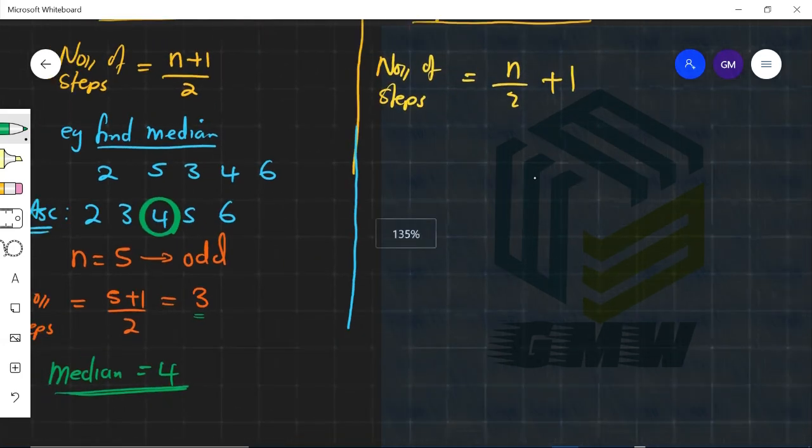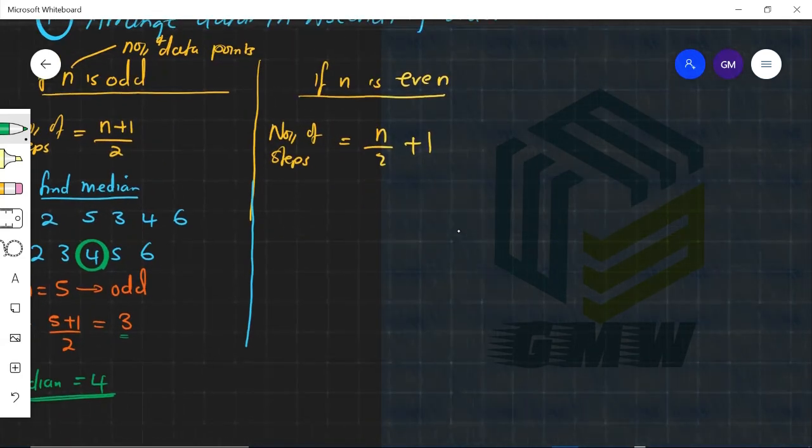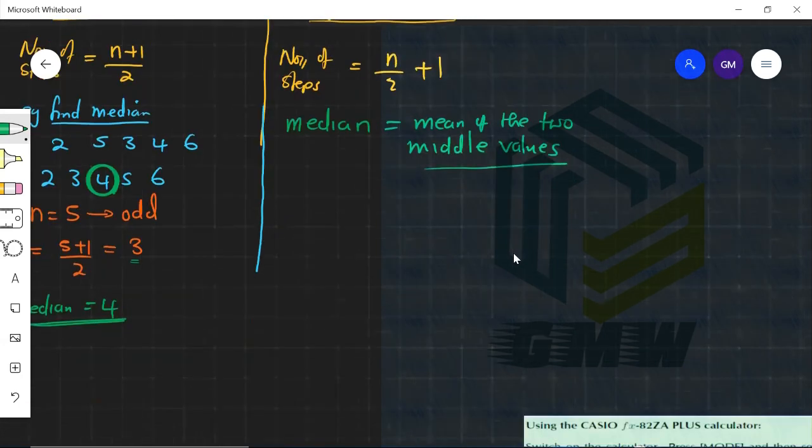Then let's see what happens when the data points are even. In the end, the median will be equal to the mean of the two middle values. You see it with the example. Can I give that example now? Find the median. In this, your data is like this: 2, 3, 4, 2, 3, 5, 4.